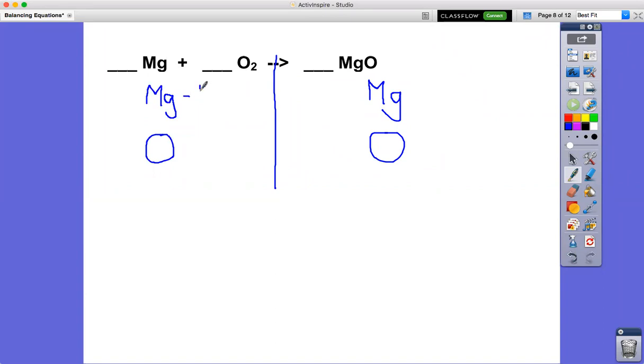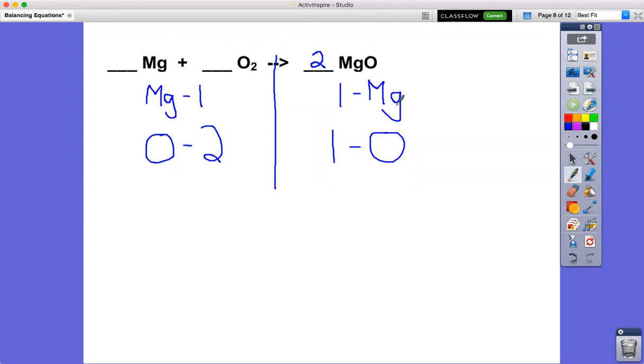Yes, beautiful. My cat says hello, if y'all could hear that. How many oxygens? 2, good. Okay, how many Mgs on the right? Yes, beautiful. How many oxygens? Yes, beautiful. Okay, so my magnesiums are balanced, but look at my oxygens. So what do I need to put up here? Yep. Nice job. I need to put a 2.